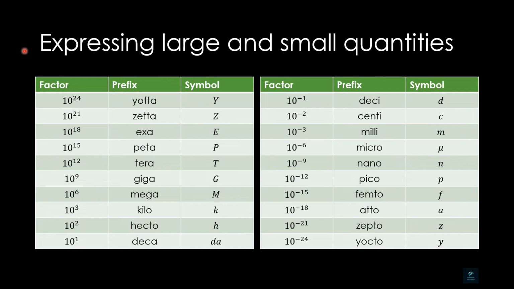Similarly, 1 by 10th of a base quantity is expressed as deci, 1 by 100th of a base quantity is expressed as centi, 1 by thousandth of a base quantity is expressed as milli. Similarly, 10 to the power minus 6 is expressed as micro, 10 to the power minus 9 as nano, 10 to the power minus 12 as pico, 10 to the power minus 15 as femto, 10 to the power minus 18 as atto, 10 to the power minus 21 as zepto, 10 to the power minus 24 as yocto.